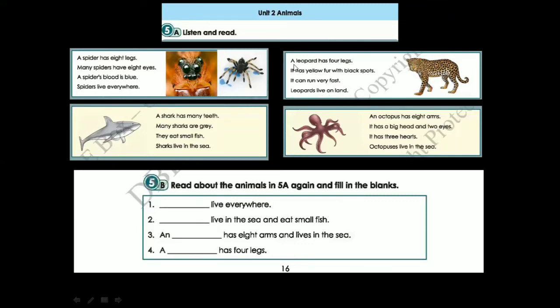Let's speak together. A leopard has four legs. It has yellow fur with black spots. It can run very fast. Leopard lives on land.